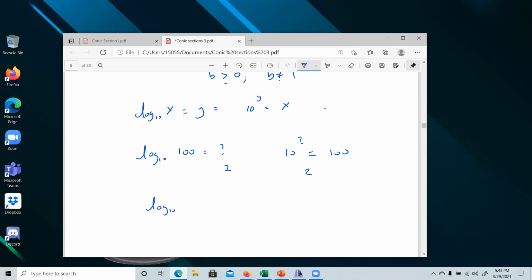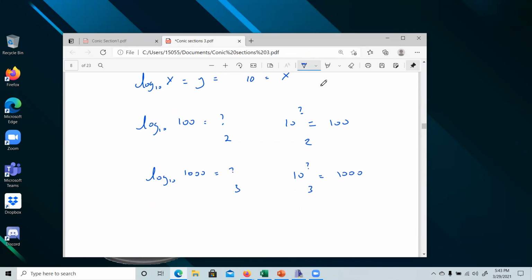Log base 10 of 1,000 is equal to what? We're going to say 10 raised to what number is 1,000? Right? And 10 times 10 times 10, right? 10 cubed is going to be 1,000. So this is going to be 3. Right? Log base 10 of 10,000. And we're going to say 10 raised to what power is 10,000. I hope you're noticing a pattern here. 1, 2, 3, 4 zeros, and 10 to the 4th.